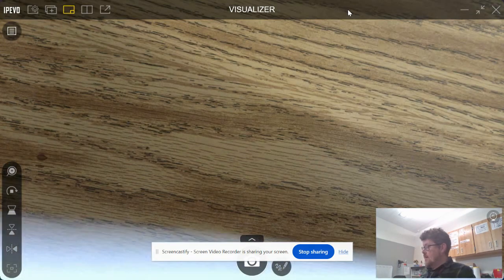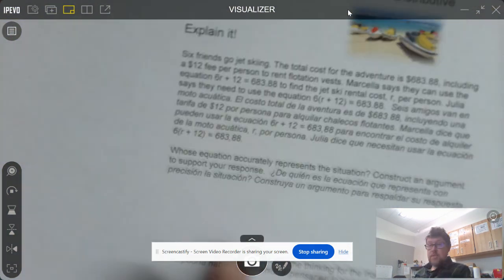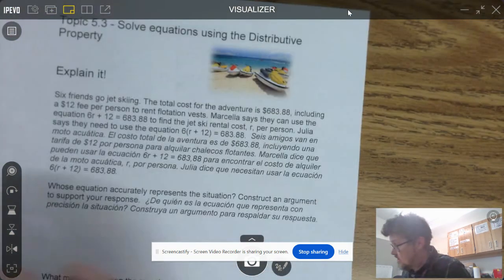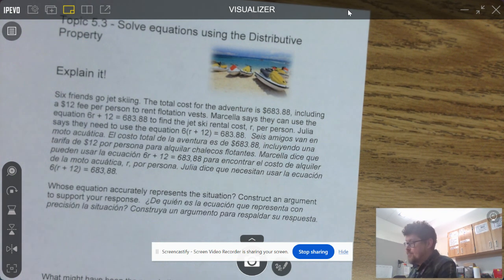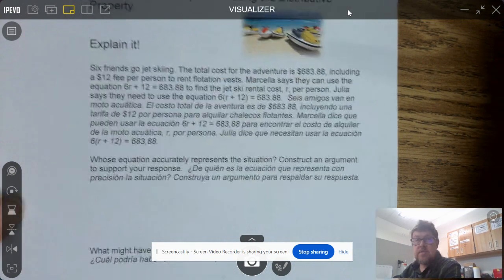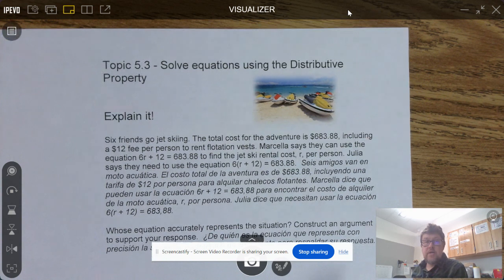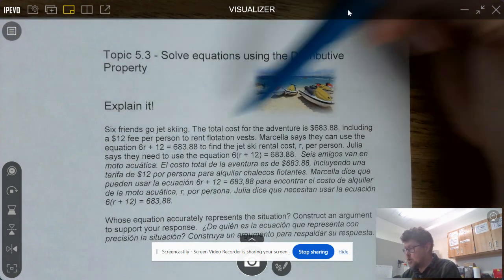Let's see, 5.3, solve equations using the distributive property. Now we're getting into the real stuff, guys. Okay, so there's a lot of text on this one, so you can pause it and read it if you want to. But we got 6 friends. They want to go jet skiing.